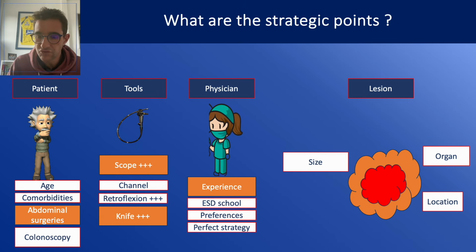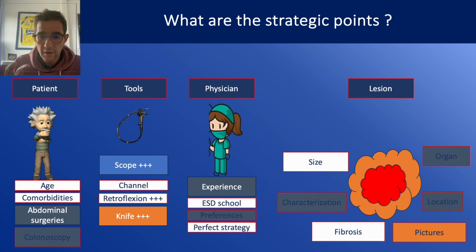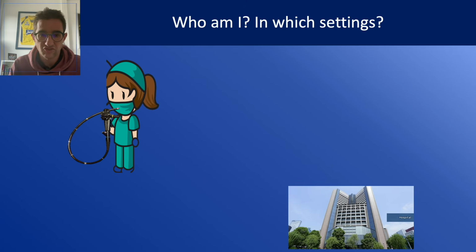And finally, the lesion. What is the size? Which organ? Which location? Is there any fibrosis to expect? I mean, history of colitis, history of previous resection. Do you have pictures of the lesion? And what is your characterization? First, we will see all these points to choose our perfect strategy.